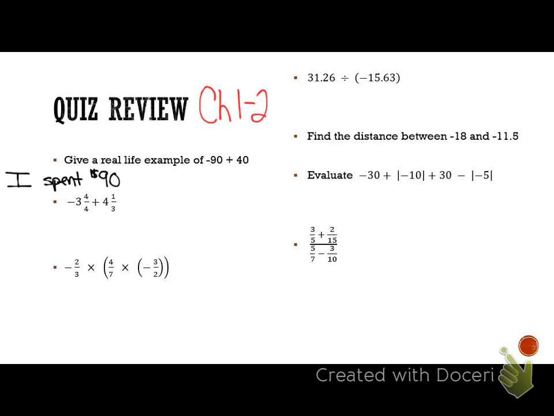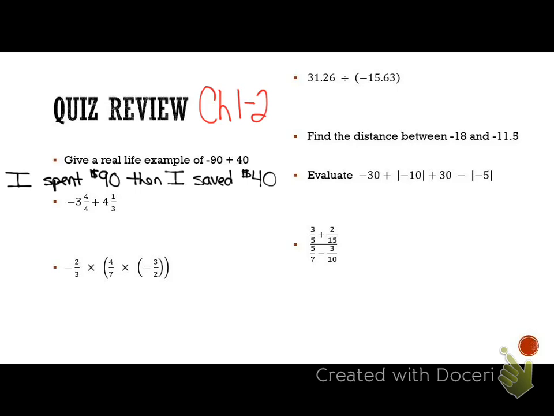I've heard some really creative examples today. So it doesn't have to be money. It can be anything where 90 of some physical item is being lost or withdrawn or taken away or whatnot. And then I saved $40. You say, Ms. Gunter, you took the easy one, the money one. I know. But if this is on your quiz, you could use the money one. Just it'll be different numbers.